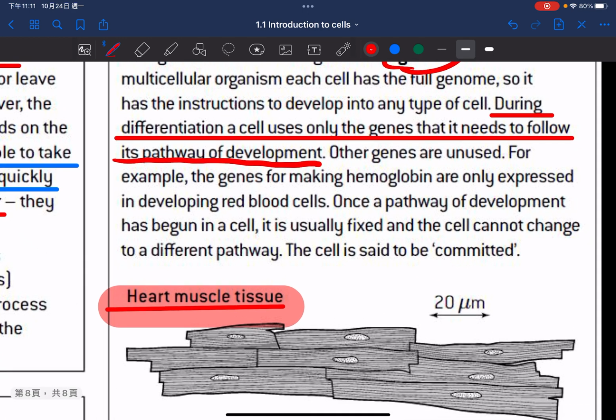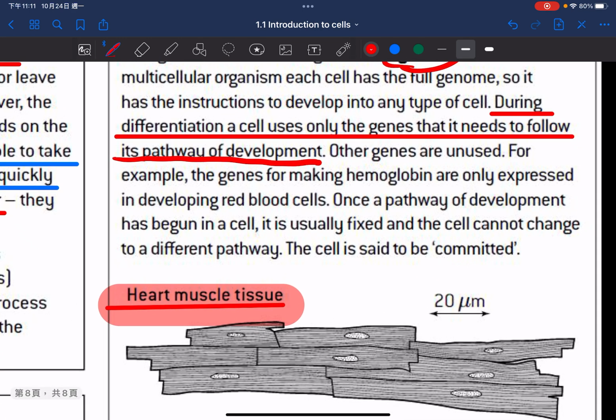Okay, so we can see here, for example, the genes for making hemoglobin. What's hemoglobin? Okay, it's a kind of protein inside the red blood cell. So the hemoglobin genes are only expressed in developing red blood cells. Okay, just like I say.